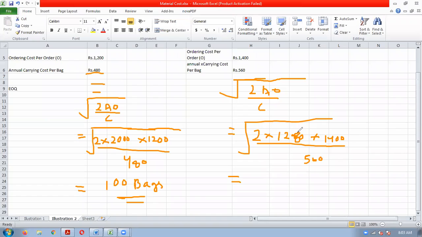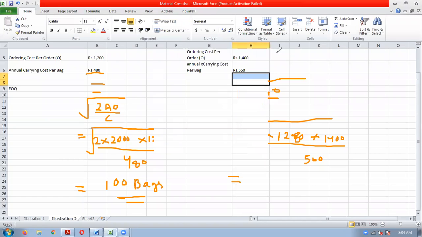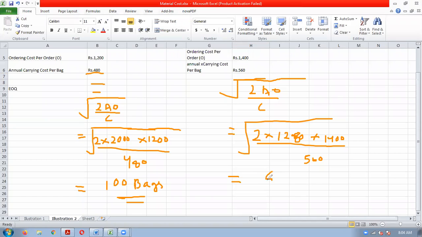2 into 1280 into 1400 divided by 560, square root. How much are you getting as the EOQ? 80 bags will be your EOQ. That is the order quantity, or order size, you can say.